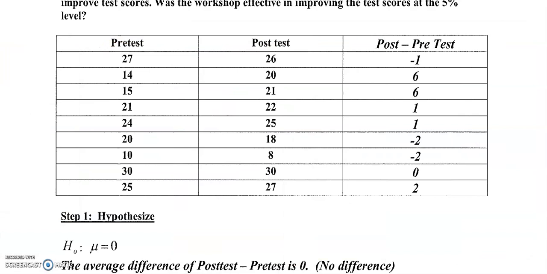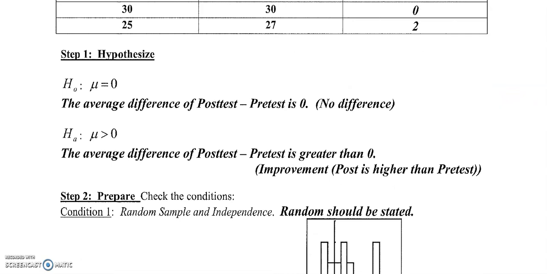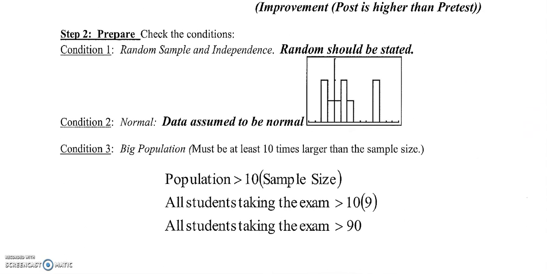Okay, let's set up the H0 and HA. Because we're looking for a difference now, that means that mu equals 0. The average difference of post minus pre-test is 0, no difference. That's the claim, that's the belief. You have to show me with data if there is a difference. And we believe that the workshop worked, so HA is going to be mu greater than 0. The average difference of post minus pre-test is greater than 0. This is doing post minus pre, and if the post is higher, which is what we're assuming, that would be greater than 0.